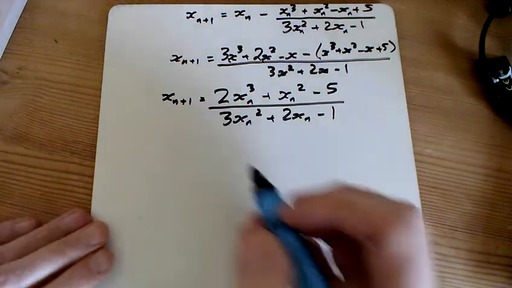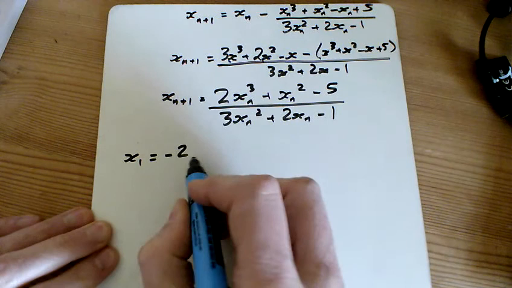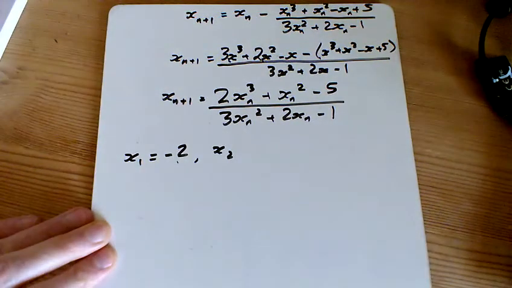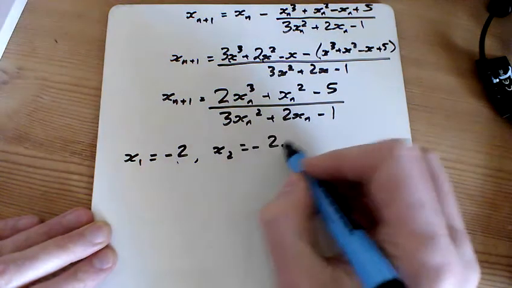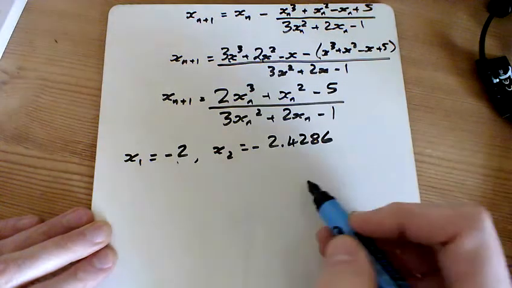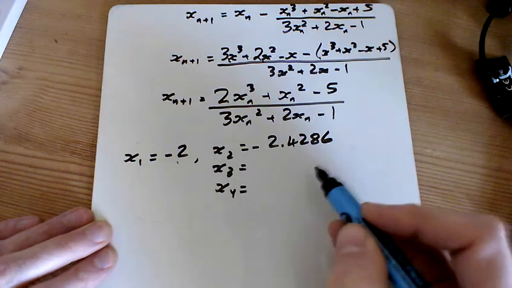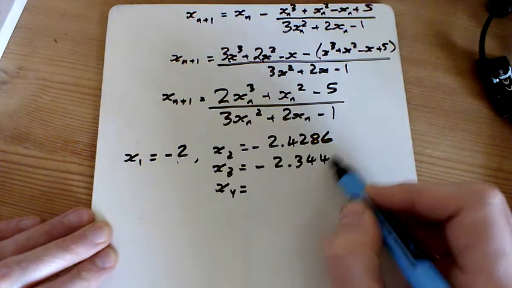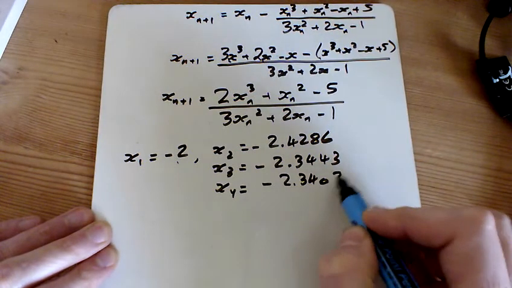For part B, you're then told to throw in x1 equals minus 2. And we're going to try and figure out, so put the minus 2 in there, tap all of that into the calculator, and you get minus 2.4286 to 4 decimal places. And I'll trust you can tap that one into the calculator as well to get minus 2.3443, and the fourth one minus 2.3403.